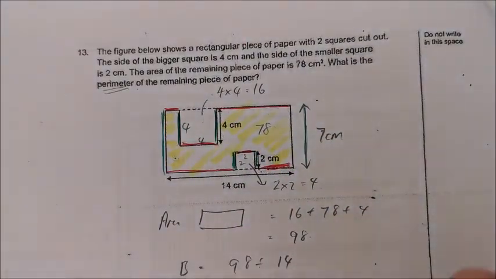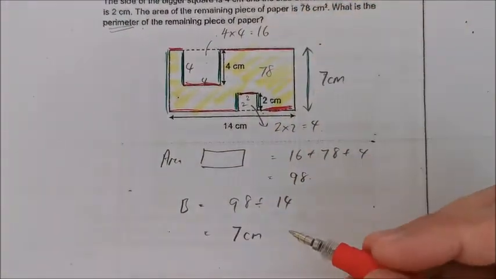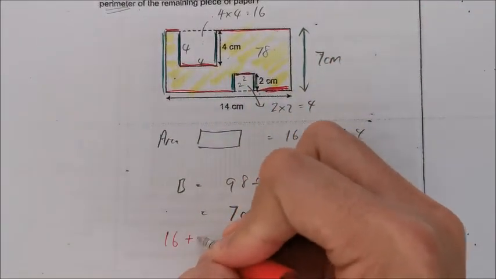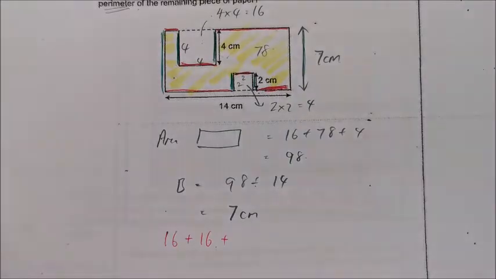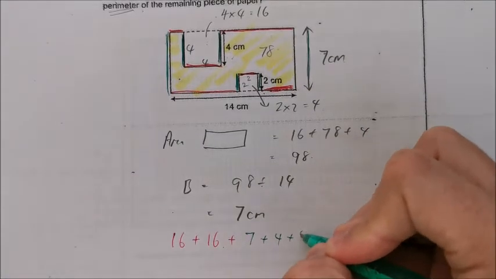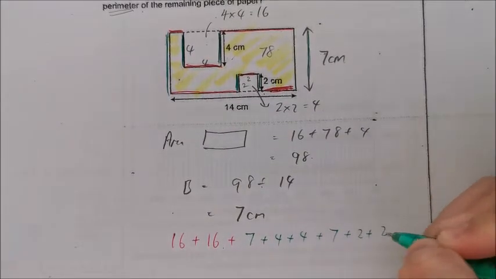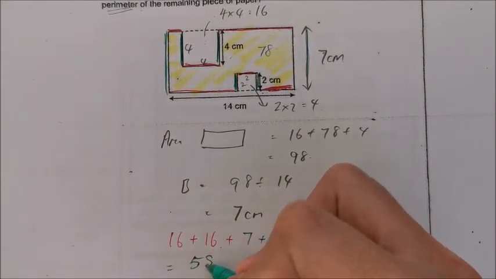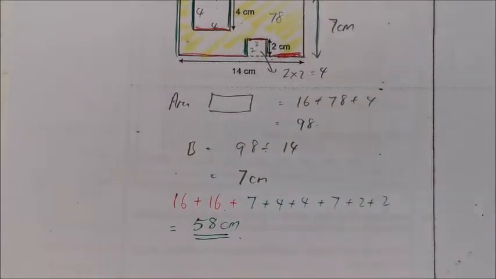So now, how to find the perimeter of the remaining piece of paper? We just have to add up slowly. Okay, so we add up the red line first, so that will be 16 plus 16. Then we add up the green line, so this will be 7 plus 4 plus 4 plus 7 plus 2 plus 2. Okay, so in this case we would have added up everything. So let's just calculate: 20, 20, 40. 40 plus 14 plus 4. Okay, so guys, this answer will be 58 cm. Okay, so please take note.